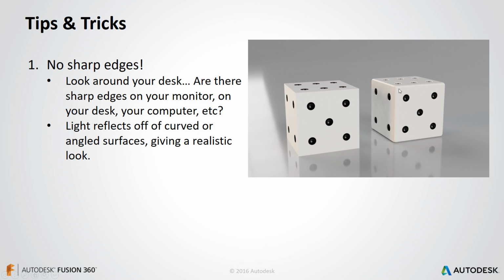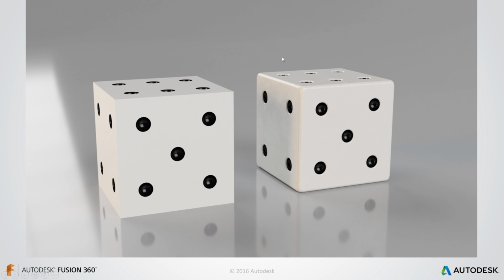Also notice how the light reflects off of these filleted edges. In fact, here's more of a close-up view of it. You can kind of see even the little pips, the black dots on the dice. There's some very small fillets on there.